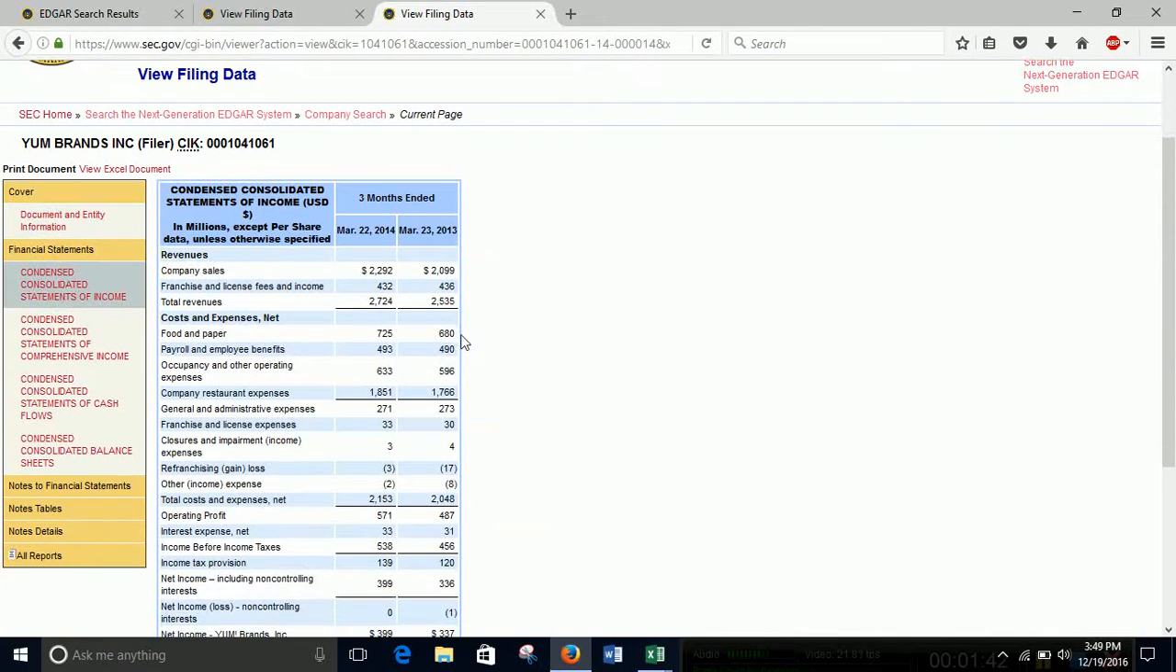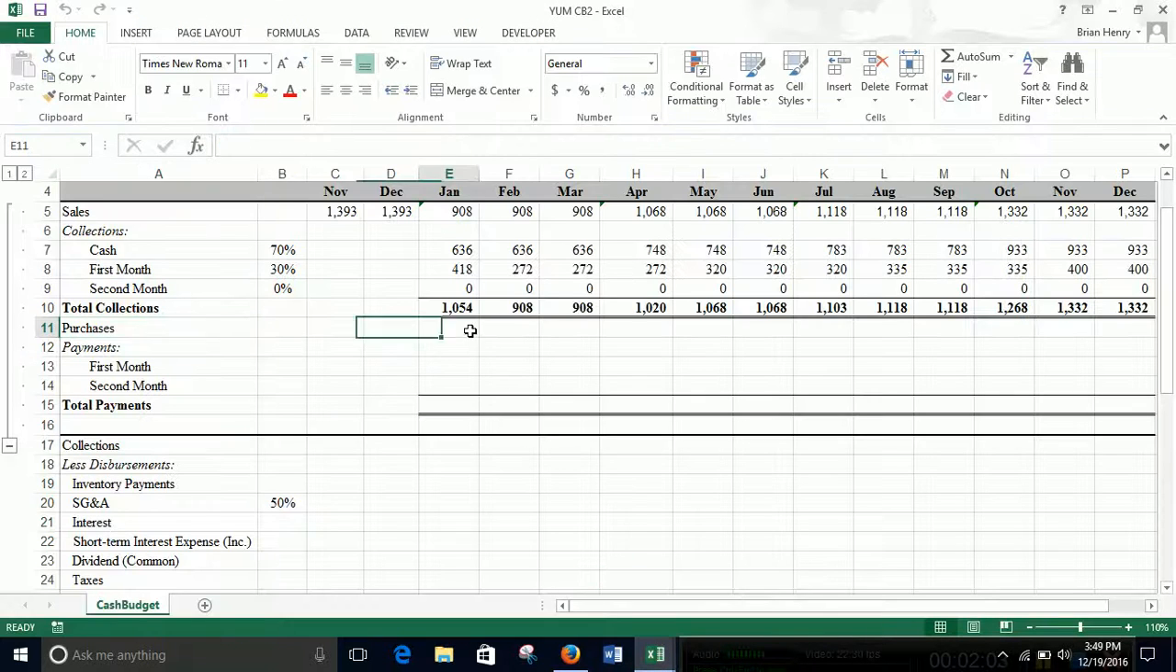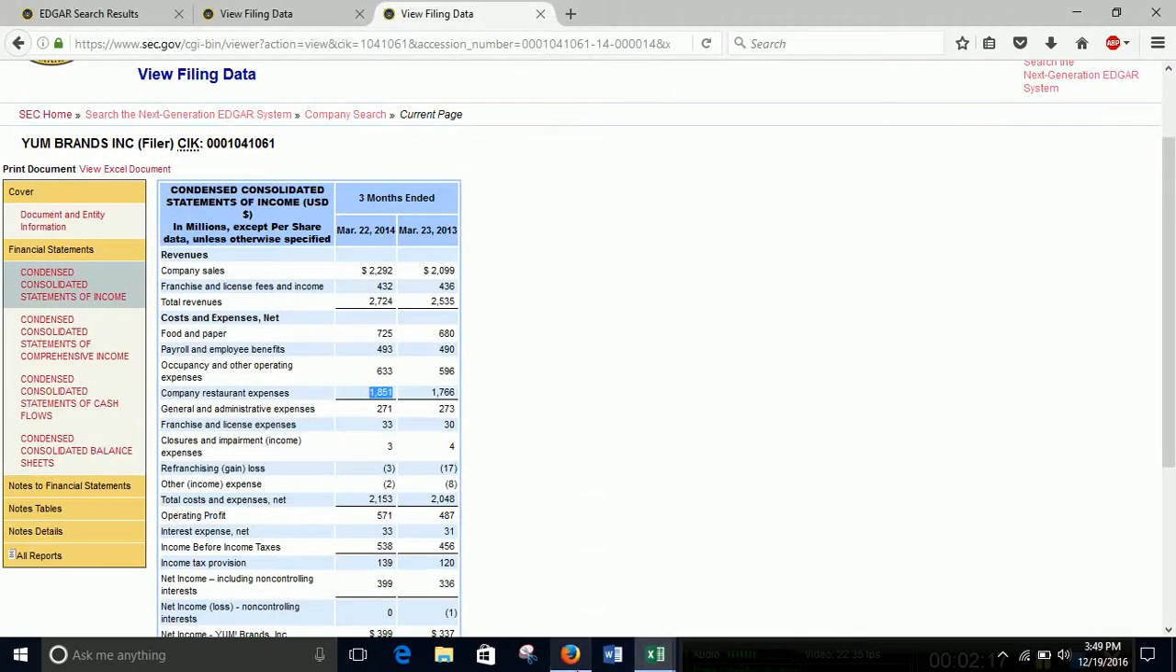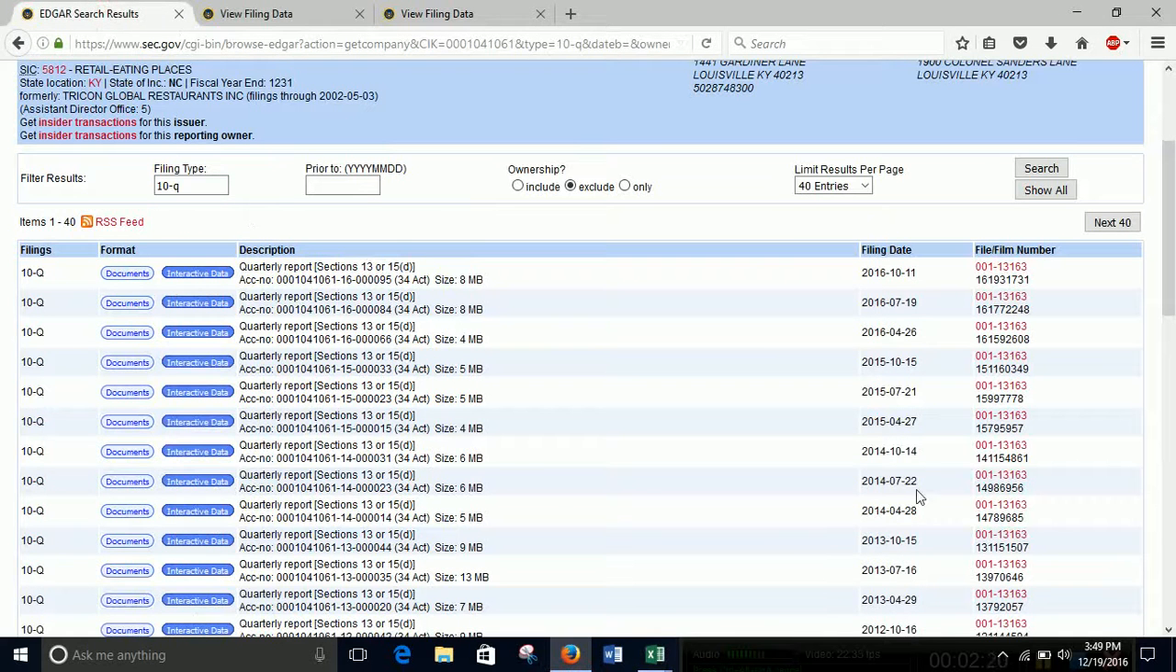Statement of income. So 3 months ended March 22nd. Cost of goods sold. So here's your cost of goods sold. You know, food and paper, payroll, occupancy for stores, and so you roll all those together and you get one number here. Company restaurant expenses $1,851, and so I'm just going to go into January and say equals 1851 divided by 3. This equals that. This equals that. And then I'm going to go get the next quarter.